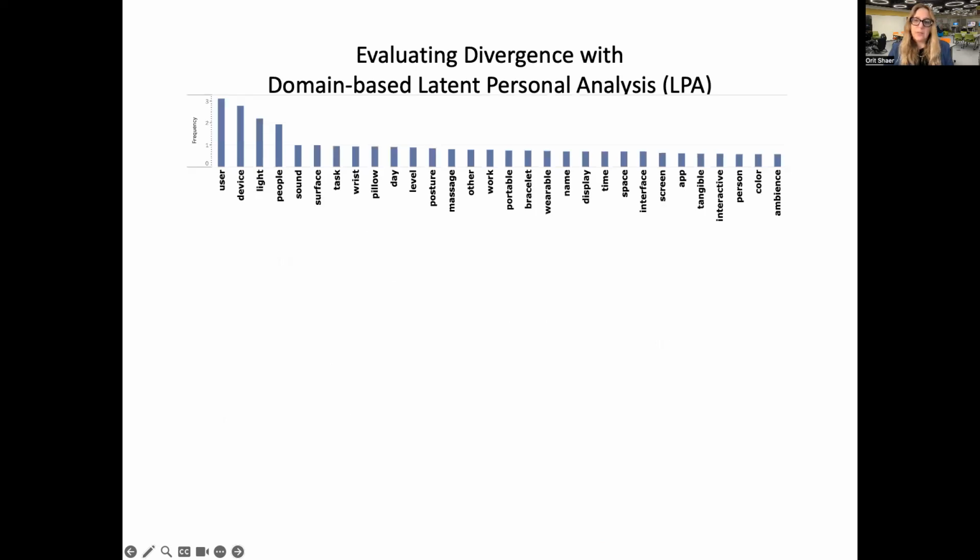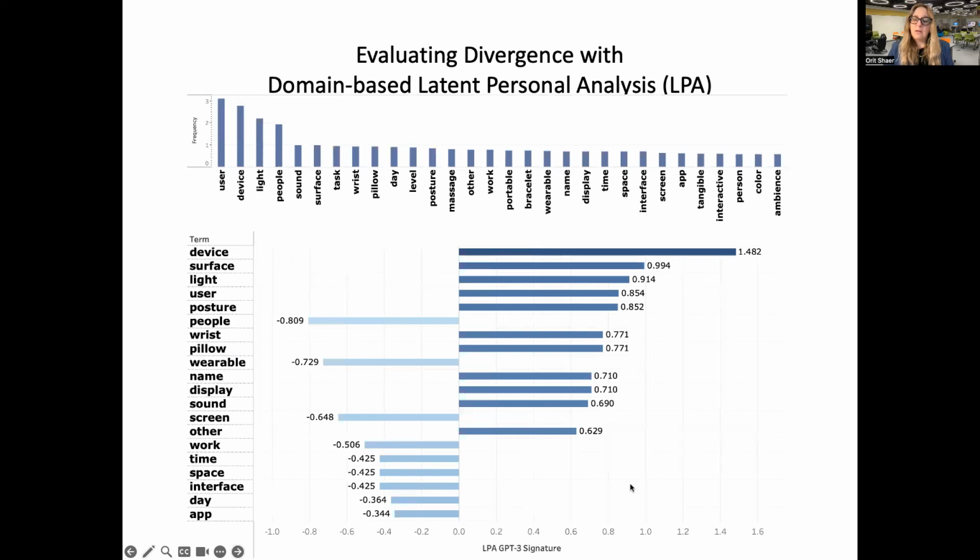Let's look at the results of the LPA analysis. Here we see the most used terms in the joint vocabulary created by LPA for the terms used by humans and GPT-3 in their ideas. And here is the LPA GPT-3 signature that identifies the terms that differ most in GPT-generated ideas compared to human-generated and collaborative ideas.